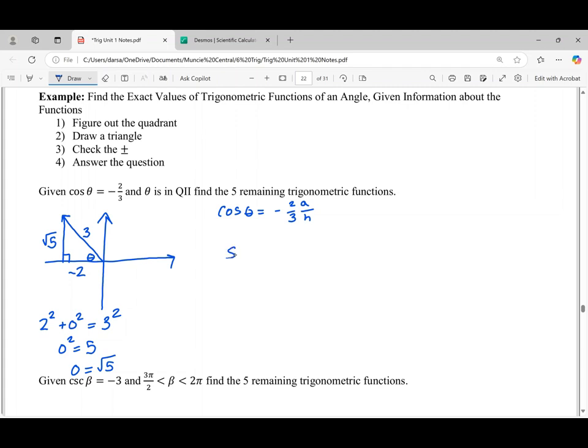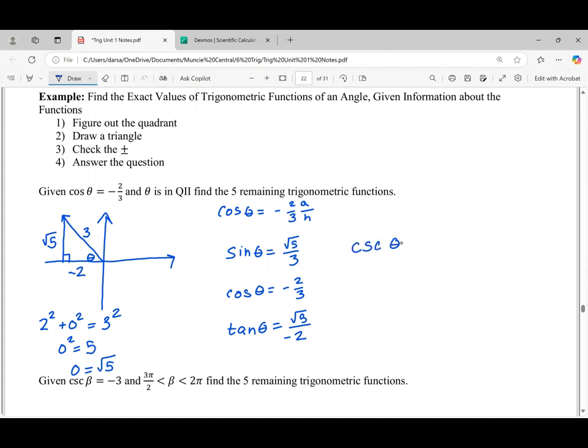functions. So what is sine of theta? Use your SOHCAHTOA. So it is square root of 5 over 3. Cosine, well, that's the one they told us, which is -2/3. Tangent, TOA, square root of 5 over -2, so -5 over square root of 2. Now we're going to flip these over and rationalize in order for us to find the other 3 trigonometric functions.